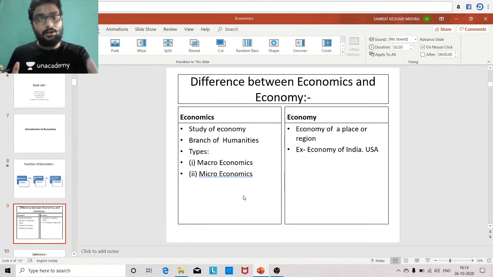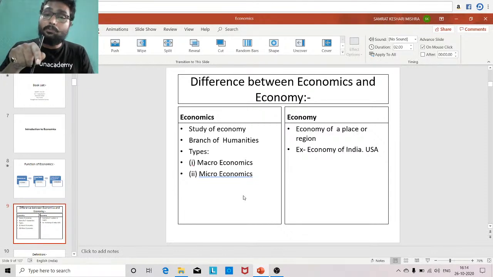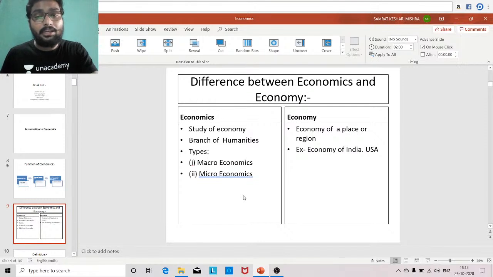Economy is the practical part of economics. Economics basically deals with the theories, and economy deals with the practical aspect of economics. So economics is nothing but the study of economy, and when economics is applied to a particular geographical territory, that is known as economy. If I say I will apply the theories of economics on the geographical territory of India, that means I am talking about the economy of India. If I apply them on the United States of America, that means I am talking about the economy of the United States of America. So economy is always related to a particular geographical territory, and economics is more related to theories.